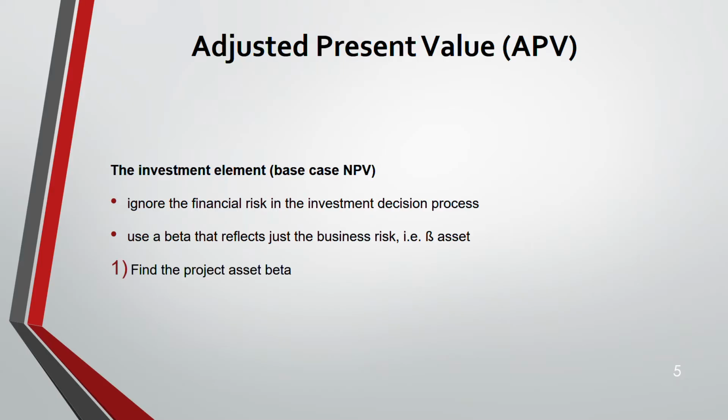Okay, so here how do you find it? You first find the project asset beta. You usually use equity beta because we have to put it in our capital asset pricing model to find cost of equity. Now I'm telling you, revise that. Unlearn what you have learned in net present value. This is only applicable when you're doing adjusted present value.